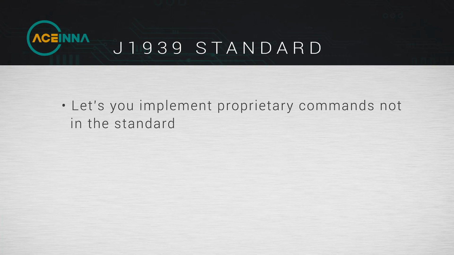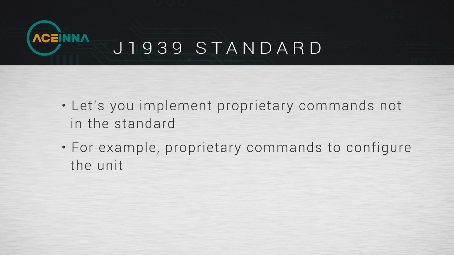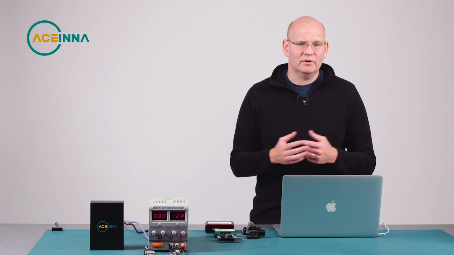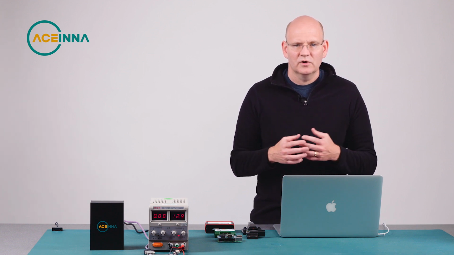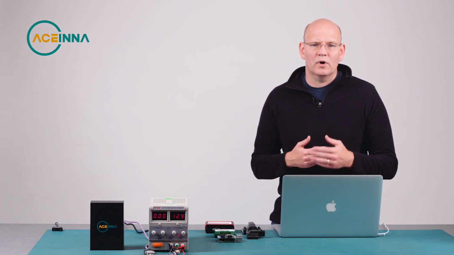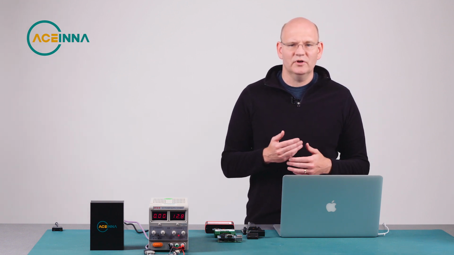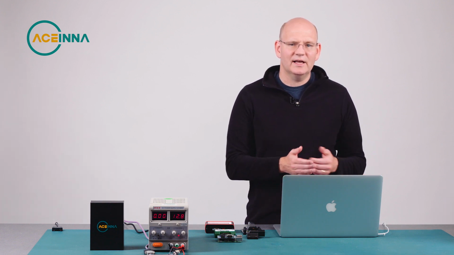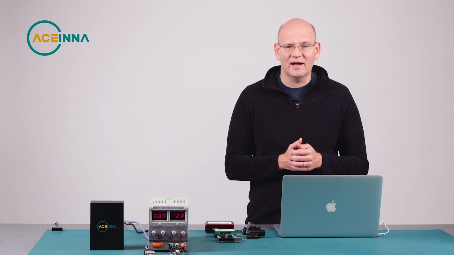J1939 also lets you implement proprietary commands that are not in the standard. For example, proprietary commands could include commands to configure the unit in case the IMU needs to configure the output data rate, or say set the orientation dynamically in the field, or even filter settings. All these things can be added as commands over the CAN bus. What's more is J1939 supports a user in the field being able to move these proprietary command IDs to new IDs in case of a conflict with another device. All very powerful stuff.